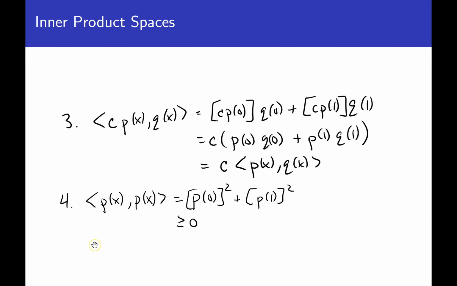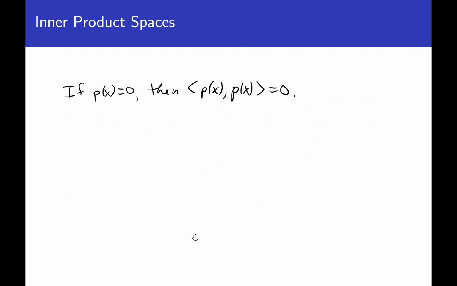If I look at property 4 now, it takes a little bit more to prove it, but we can get through it. If I take the inner product of p of x with itself, I would get p of 0 squared plus p of 1 squared. Again, we're dealing with real numbers here. When we square a real number, we get a non-negative, and adding them together, we can't get negatives. It has to be non-negative.